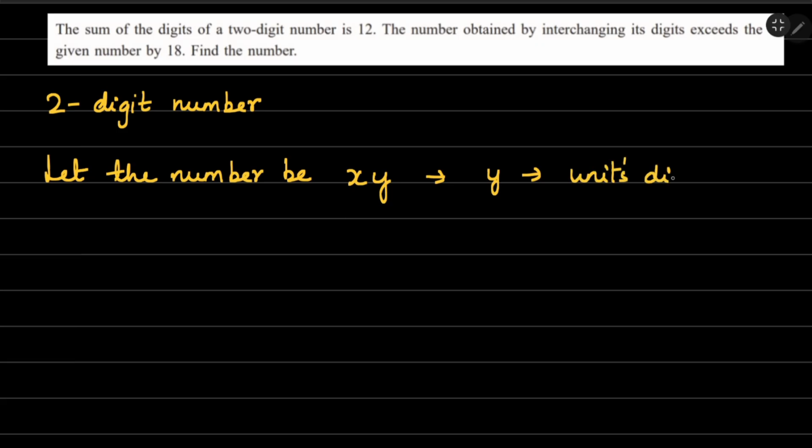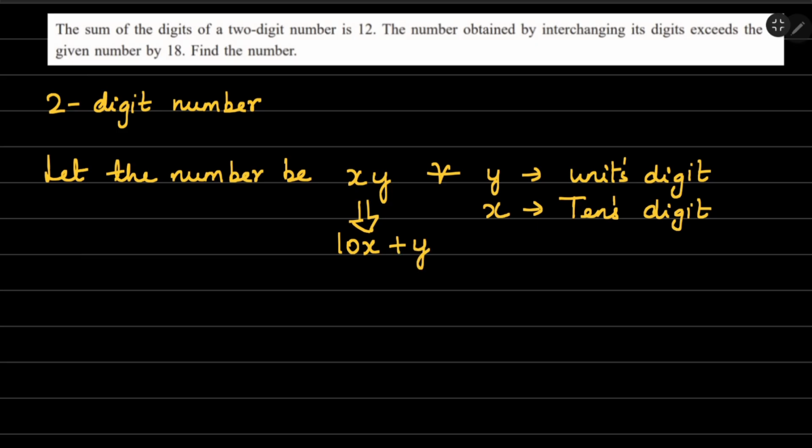Where y is the units digit, you can call it the ones digit as well, and x is the tens digit. When you expand it, you can write this number as 10x plus y. If you have a number, say 15, how can you expand it? This is your units place, this is your tens place. So 1 into 10 plus 5 into 1. That's how you expand it.